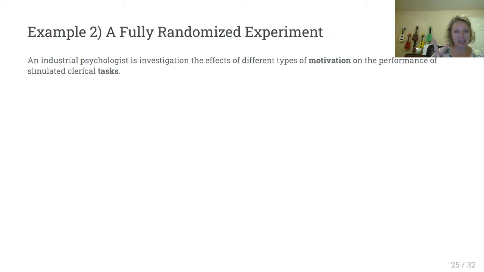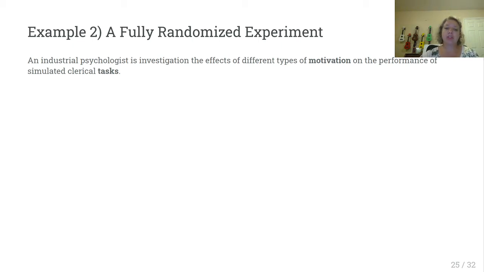So here's our second example. Again, it's going to be a randomized experiment, but it would work the same way with an observational or a quasi-experimental study. But I wanted to do another example. So we're going to take the role of a psychologist who wants to investigate different types of motivation on performance of clerical tasks. And we're going to expand this example in future chapters.